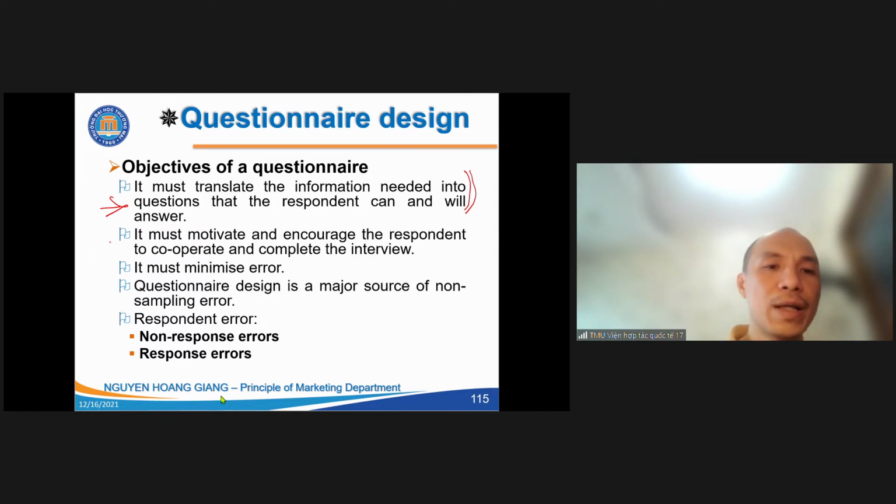And the second is it must motivate and encourage the respondents to cooperate and complete the interview. It's also very difficult. I see many very long questionnaires. I don't know how about you, but for me, I don't have time to finish that. So it's very difficult for me to finish.